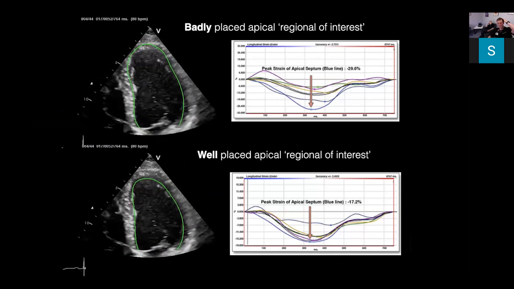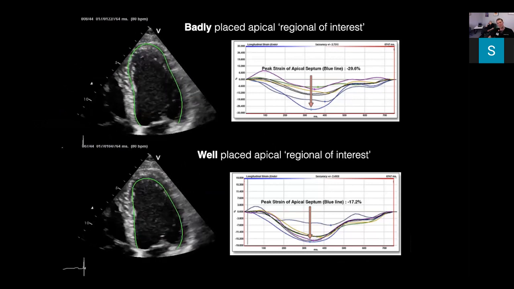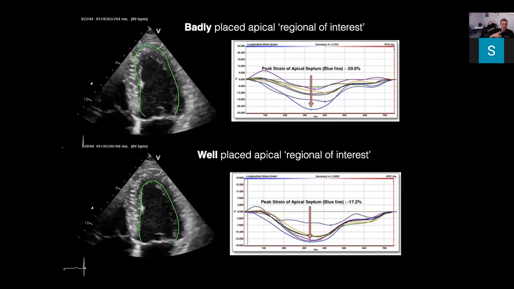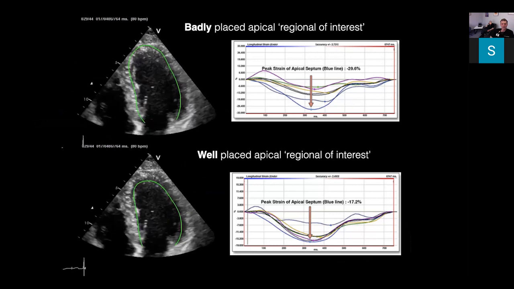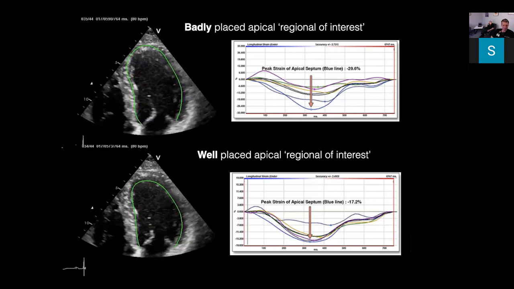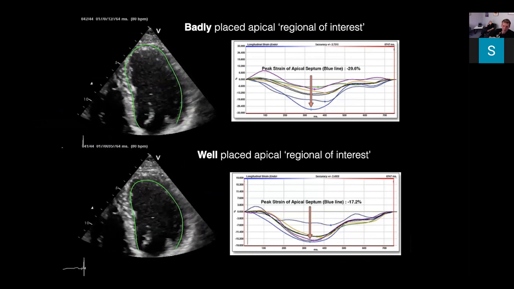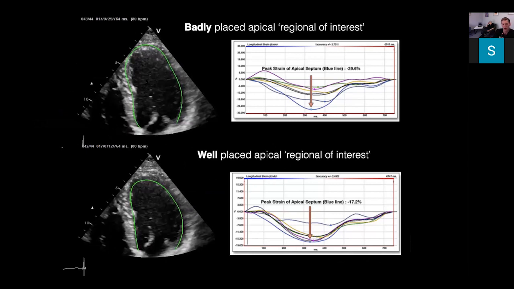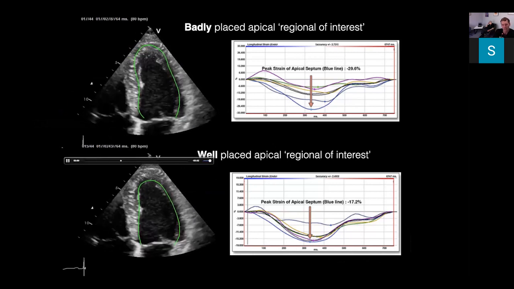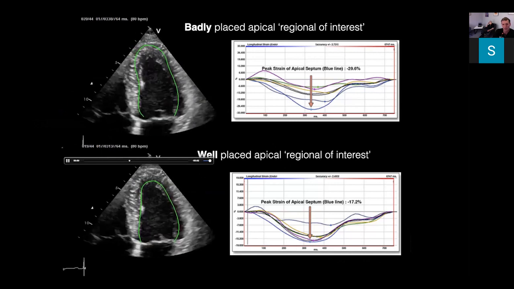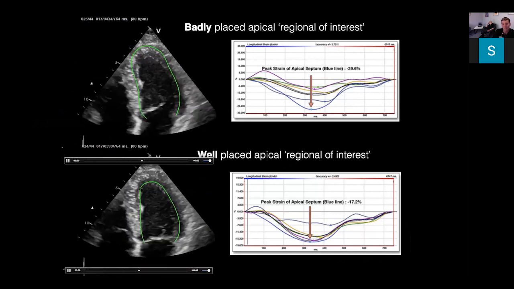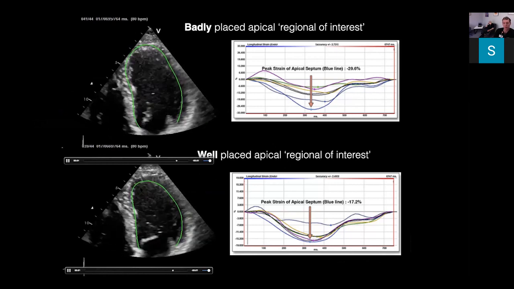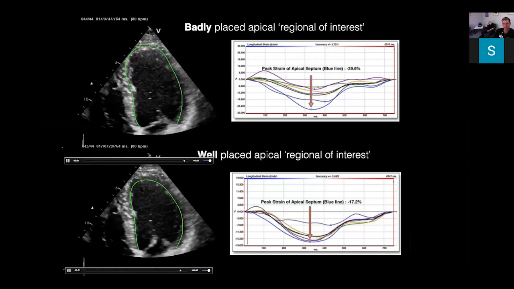What about where you're placing your strain curve? Once you've asked the machine to do some speckle tracking, and this is an example of the Philips Dynamics or the TomTec system that can do speckle tracking, you're meant to place your region of interest just on the endocardial border. So on the inside, not on the outside. You're meant to ignore trabeculations and ignore papillary muscles, just like you're doing where you put the marker for your ejection fraction.